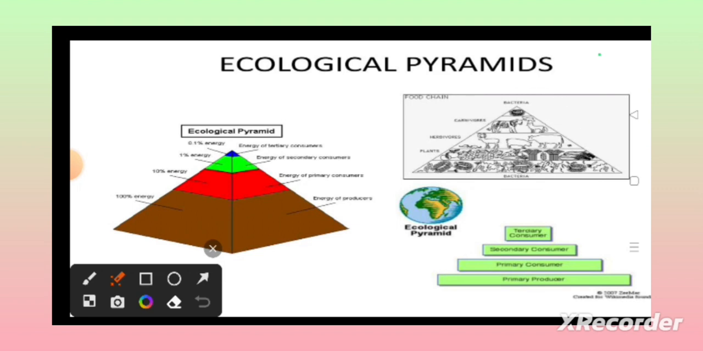In this ecological pyramid, the energy transfer takes place from one trophic level to another trophic level, as we see in this pyramidal structure. Let us see each trophic level with the different types of pyramids we are going to learn now. Let's go to that slide.